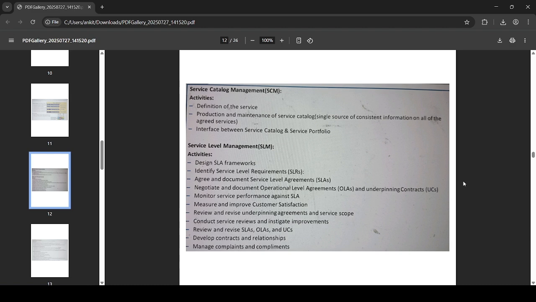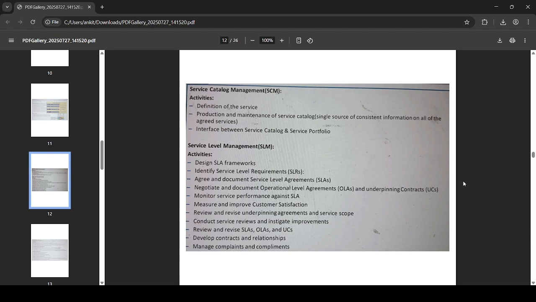Next is service level management. Service level management means SLA, service level agreement. So, service level management defines the SLA framework, identifies the service level requirements, agrees and documents service level agreements, negotiates and documents operational level agreements and underpinning contracts. So we have also discussed what is SLA, OLA and the underpinning contract.